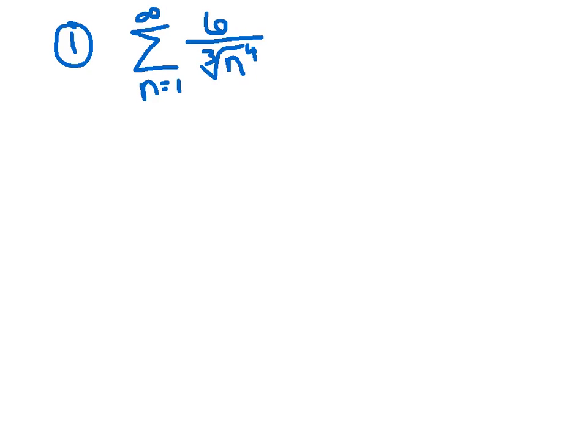And half the battle is just identifying and making that decision. They're saying, hey, this isn't just any old generic series. This is a p-series. And perhaps if we rewrote it, we could always pull the 6 out, get that out of the way, just like we would with an integral. The same properties apply there, believe it or not.